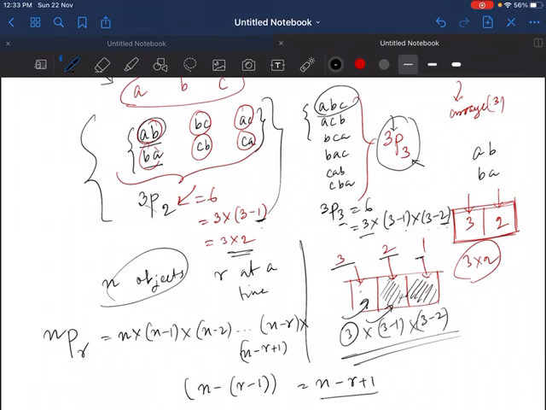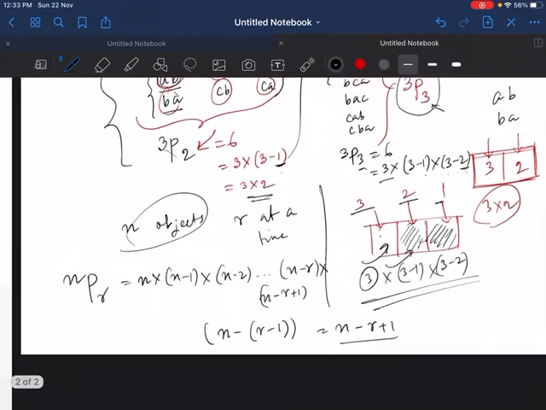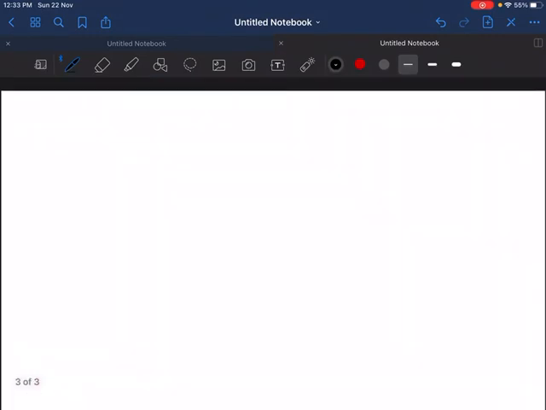Now what is factorial? What do you mean by factorial notation? So I will write here factorial.